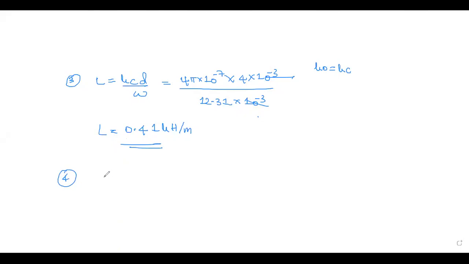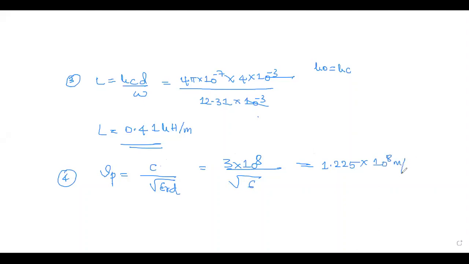Coming to phase velocity, Vp is nothing but, we know the formula, C by square root of epsilon RD, where C is the velocity of light. So you can directly substitute 3 into 10 to the power 8 divided by square root of 6. Let it be in terms of 10 power 8 only. Divide 3 by root 6: 1.225 into 10 to the power 8 meter per second. So this is your phase velocity.